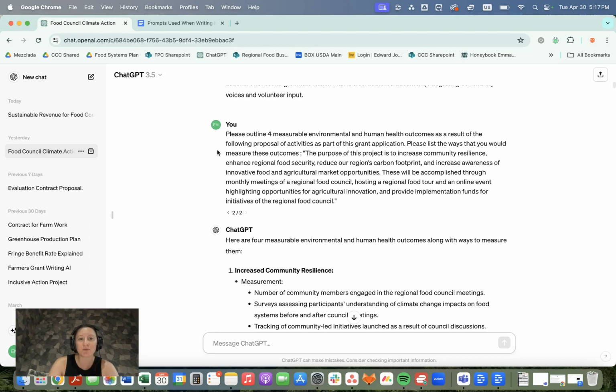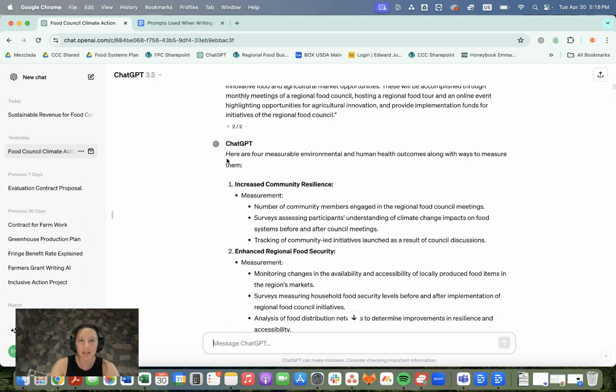The next thing that I did was I asked it to outline 4 measurable environmental and human health outcomes as a result of the following proposal activities as part of this grant application. I said, please list the ways that you would measure these outcomes. That's essentially what they were asking for in this application. It said, okay, what are your priorities? And then there was a specific line item about explaining specifically what are the human and environmental health outcomes that you plan on measuring as part of this work. And so that's why I included in the second part, please list the ways that you would measure these outcomes.